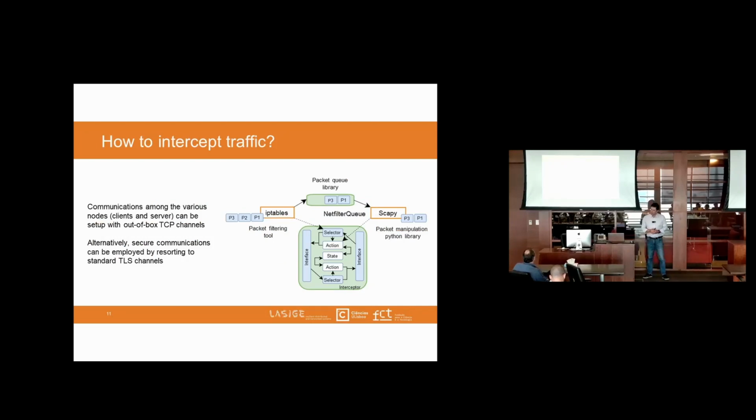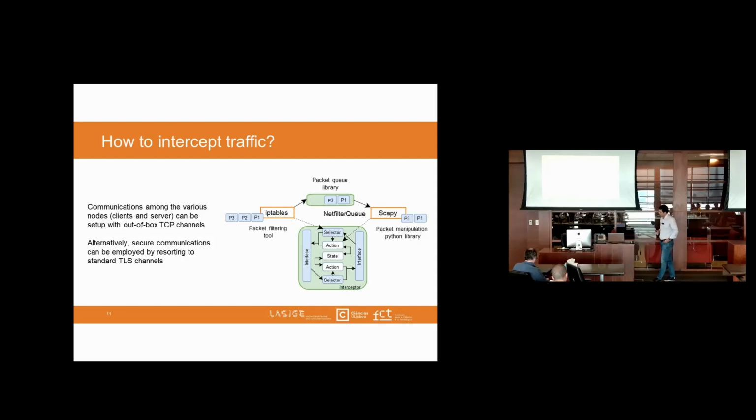Okay, how to intercept traffic? How can we do this? Communications, as I said, are using out-of-the-box TCP. In case you want security, it's again out-of-the-box TLS channels. And so you really need to act as a malicious router.